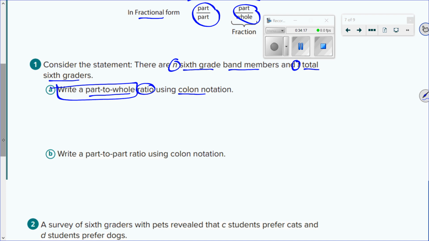So, because I'm comparing 6th grade band to total, a part to whole is very easy. I have N 6th grade band to T total 6th grade.